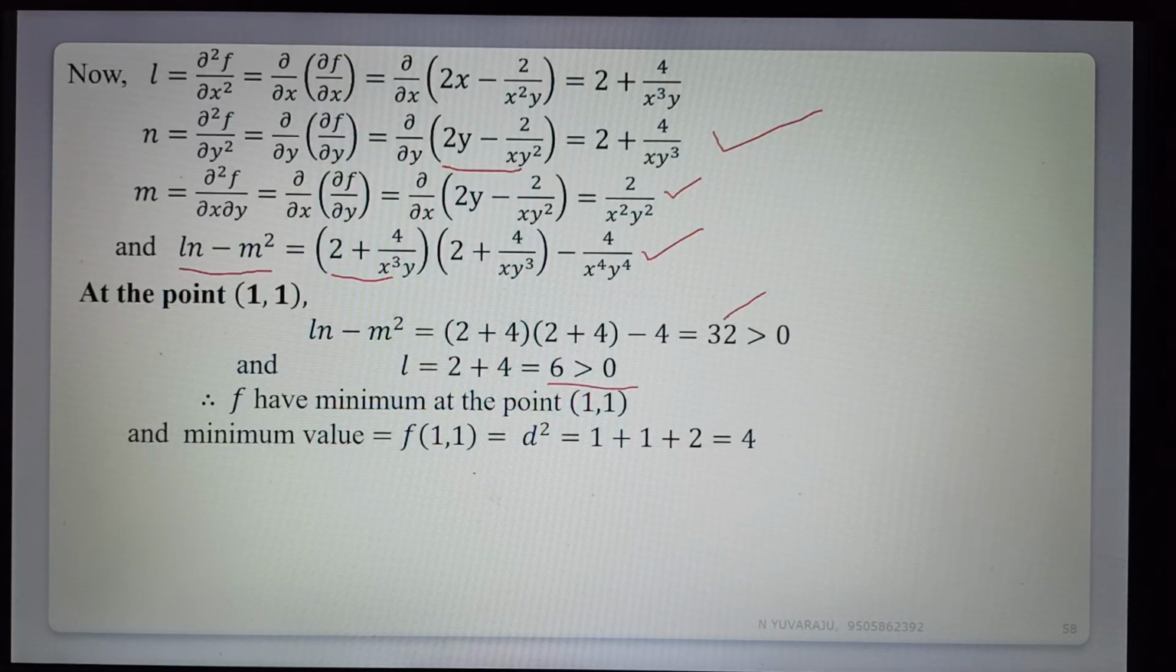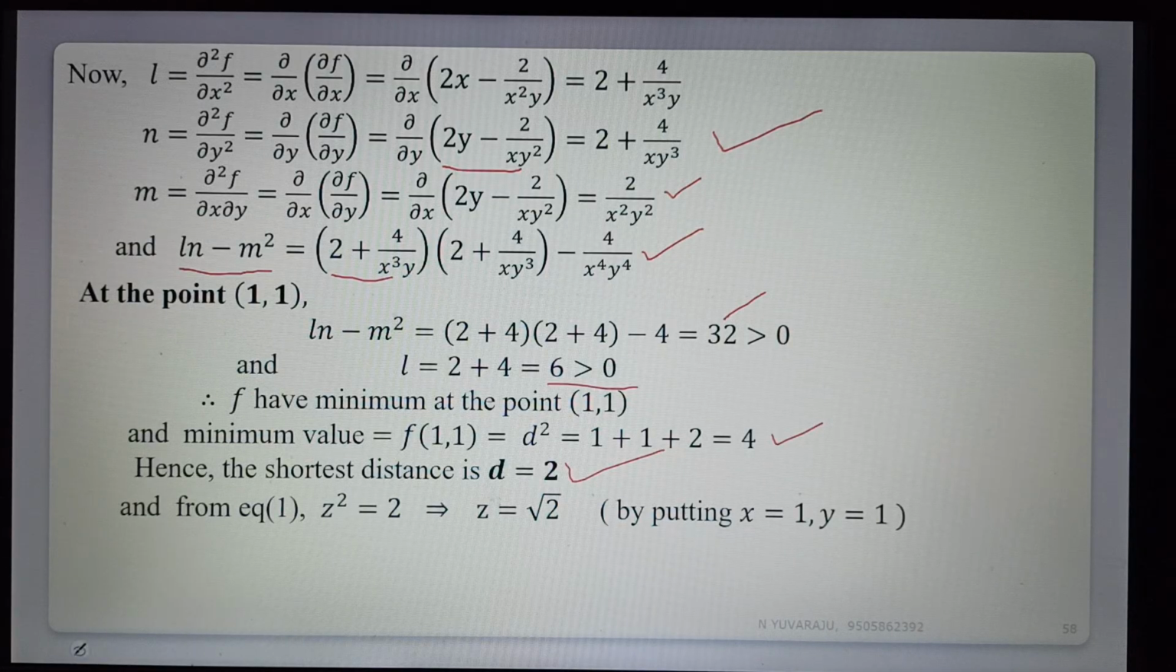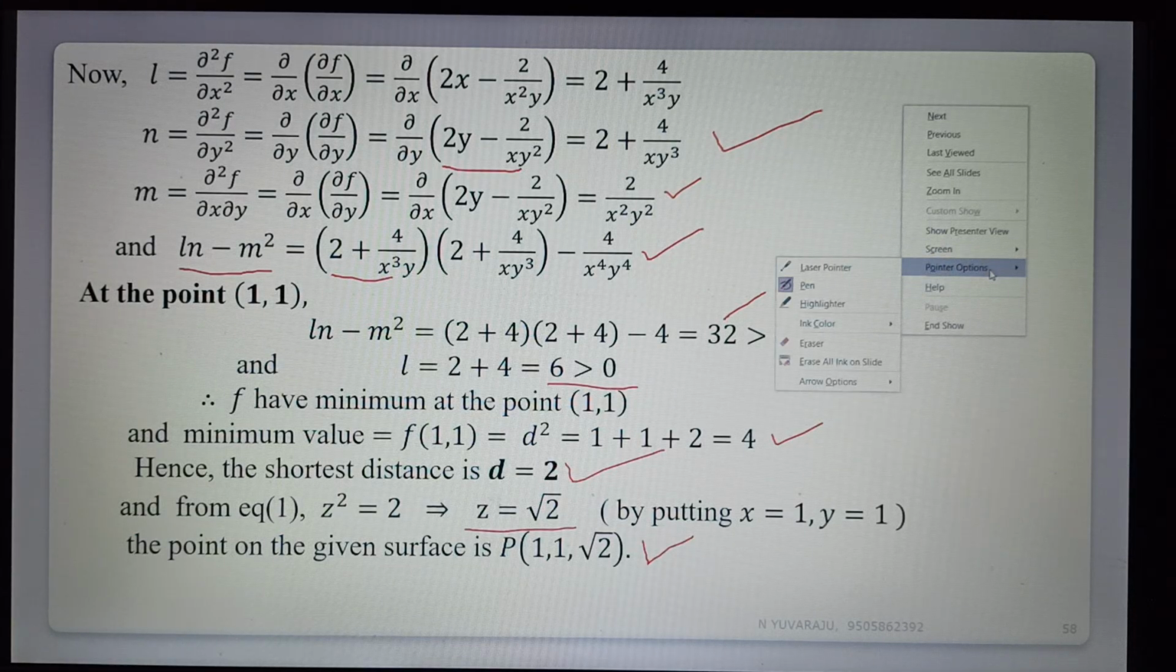Therefore the minimum value f of 1 comma 1 is equal to d square, that is 1 plus 1 plus 2 is equal to 4. Hence the shortest distance d is equal to 2. This is the shortest distance from the origin to the surface. Also finding the point from equation 1, z is equal to root 2. Therefore the point x comma y comma z is 1 comma 1 comma root 2. This is a point on the surface. This is maxima and minima.